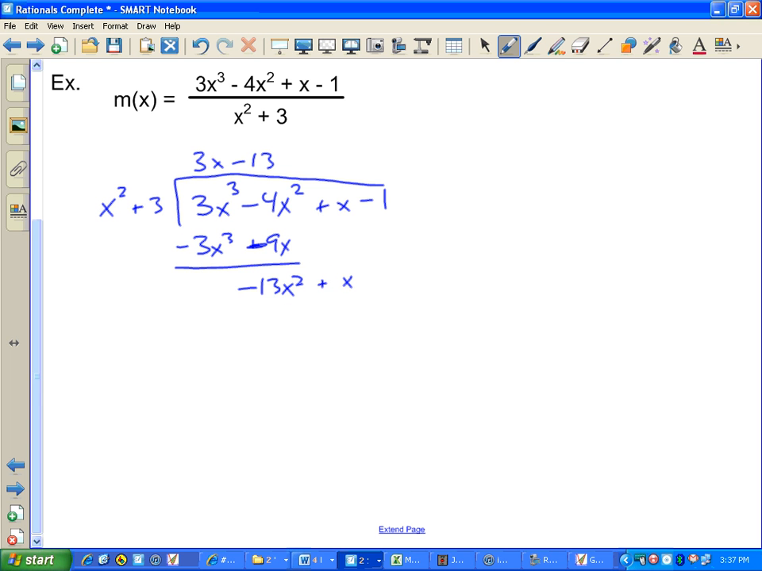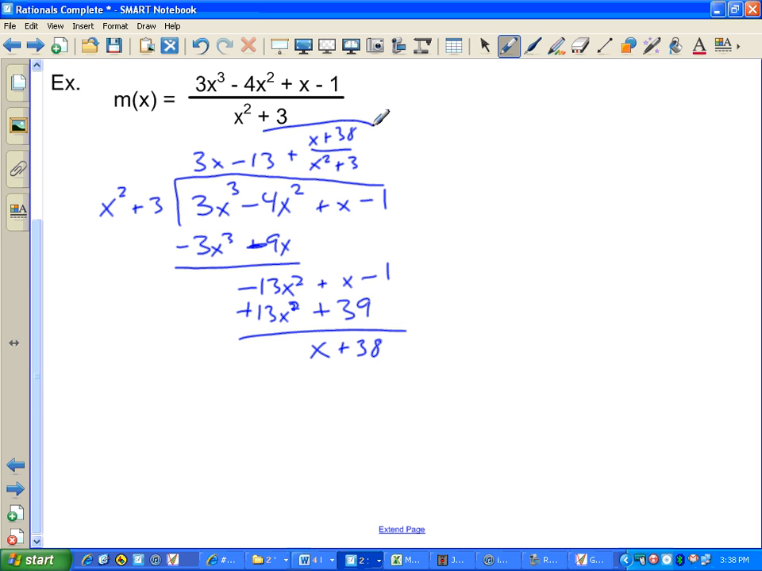I'm going to carry the x down, and then I get negative 13x squared, and this would be minus 39, which doesn't really line up with the x, but it does line up with the negative 1. So we'll combine these and change my signs. This cancels, my x comes down, and then I've got plus 38. At this point, I can't match the x, so this is my remainder. I'm going to have 3x minus 13 plus x plus 38 over x squared plus 3.